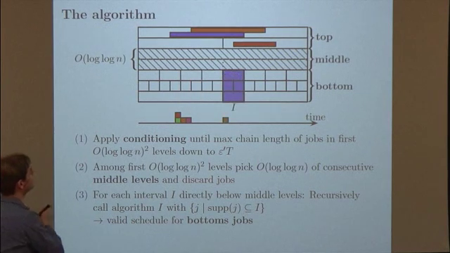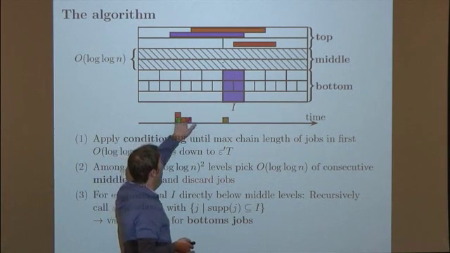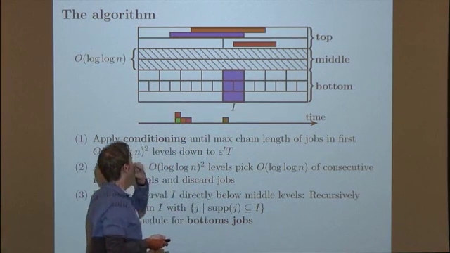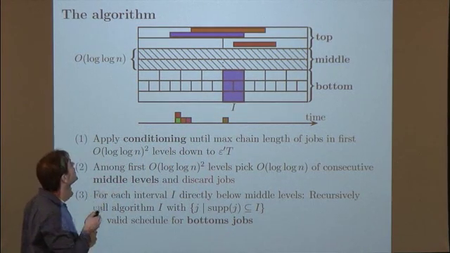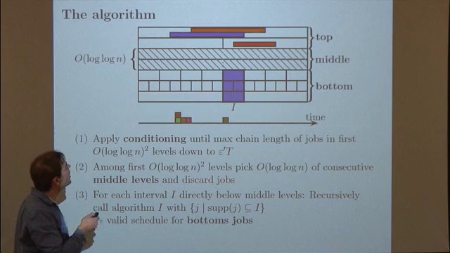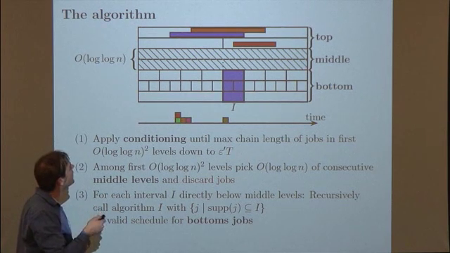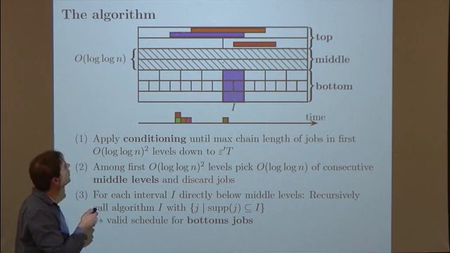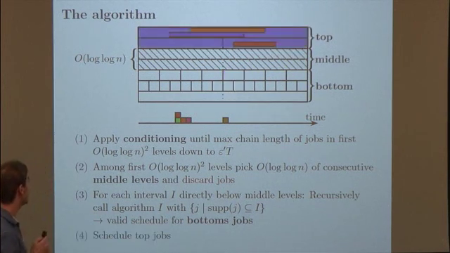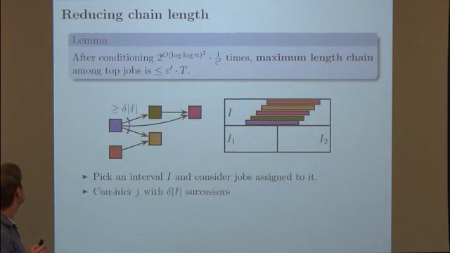So after I recursively scheduled all the jobs assigned to bottom intervals, now the crucial argument is how do you insert the jobs assigned to top intervals? And now the only thing we know is that the length of any chain among those jobs is very short. It's as short as we like. Now let's move on with that.